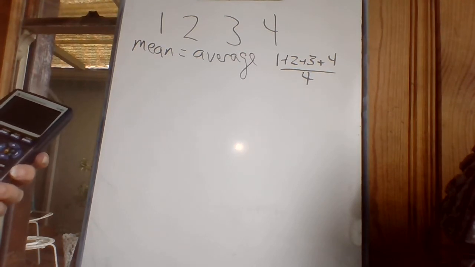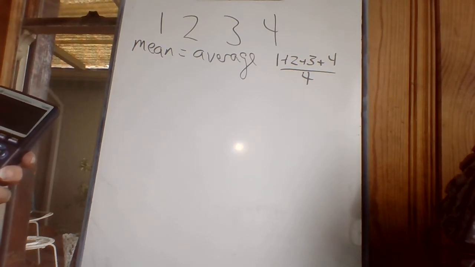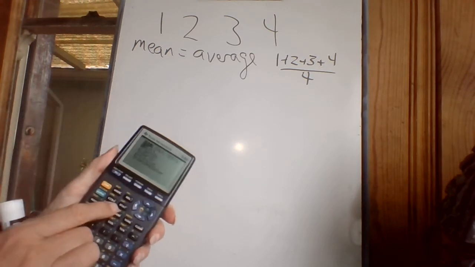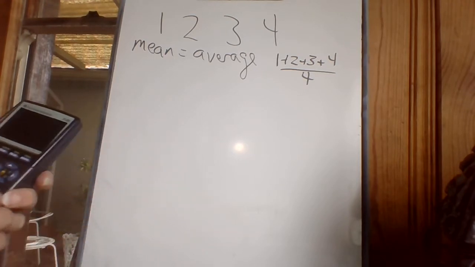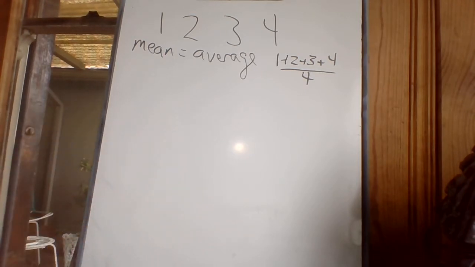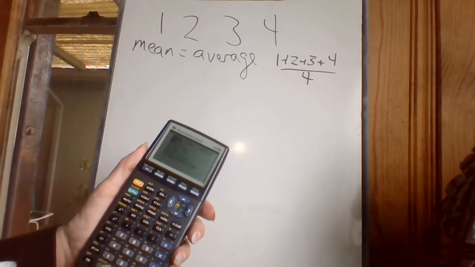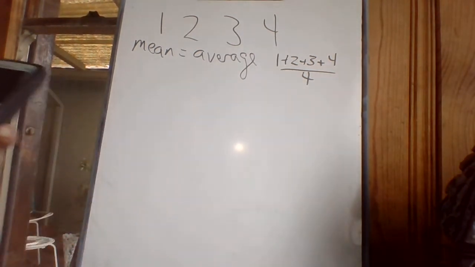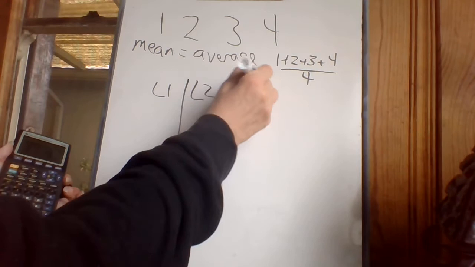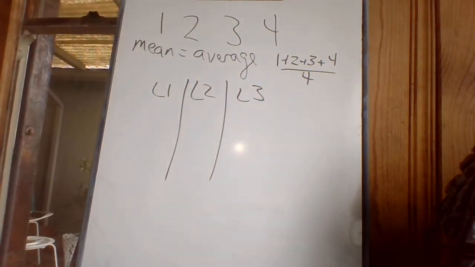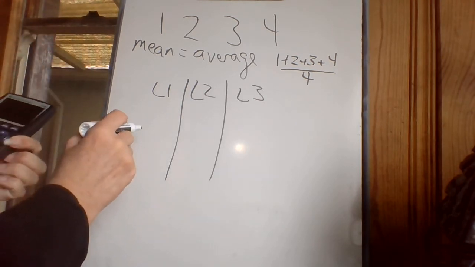Okay, so the stat button. You figure we're going to use the stat button a lot this semester. It's right here, next to these arrows. And when you get in there, it says edit, calc, and test. And I hit enter right when the cursor is still on edit. Now across the top, I see list 1, list 2, list 3. And in mine, there's a whole bunch of numbers in here.